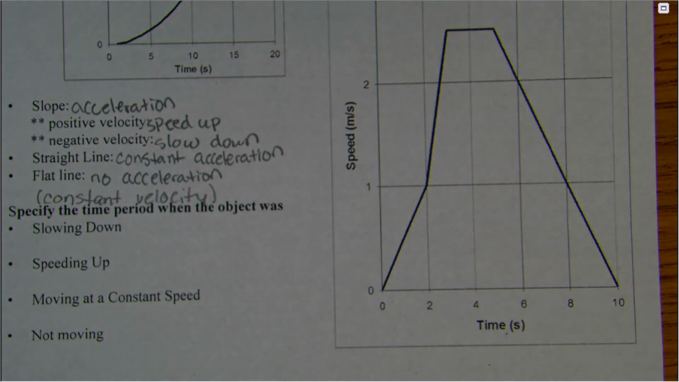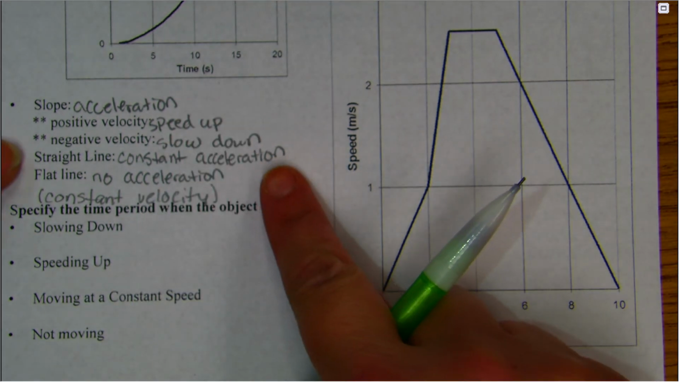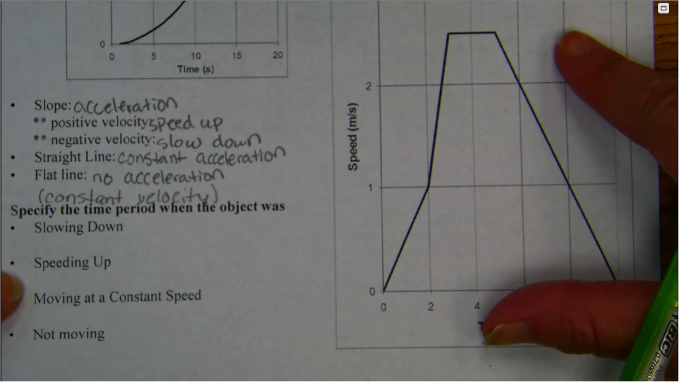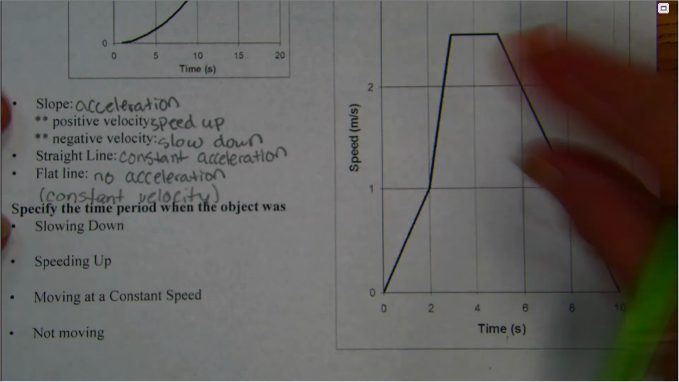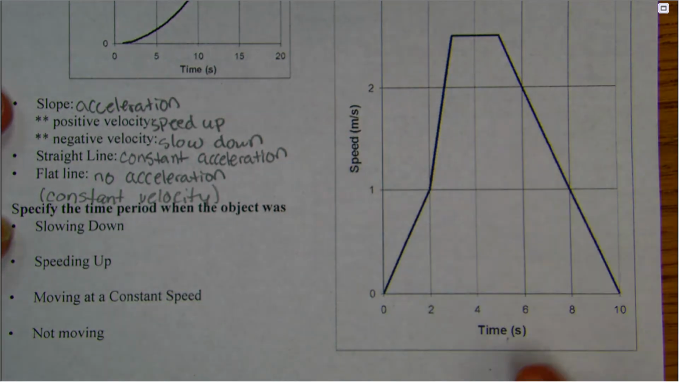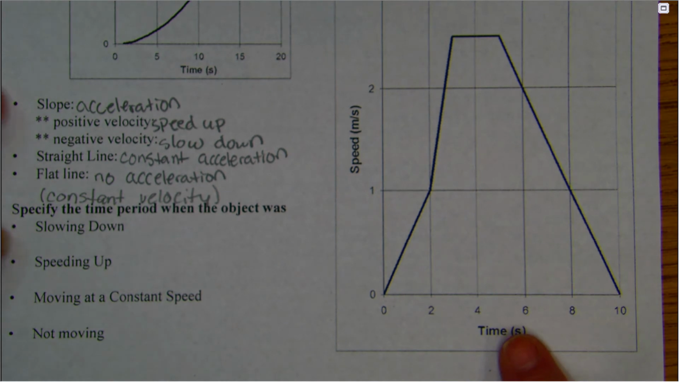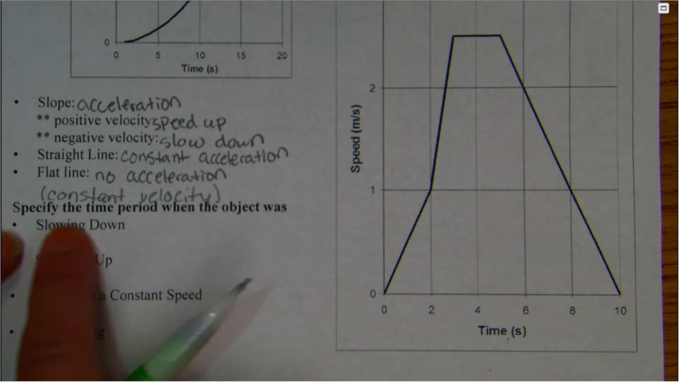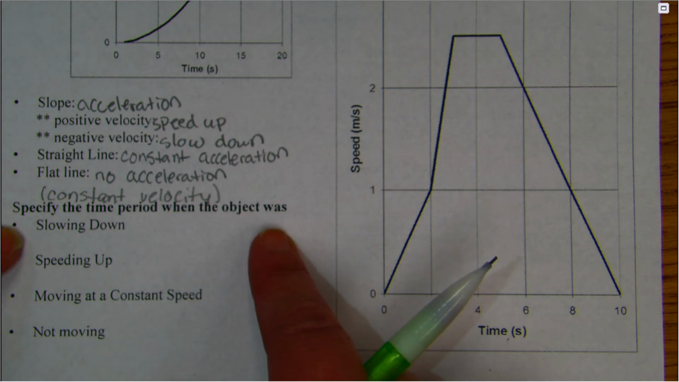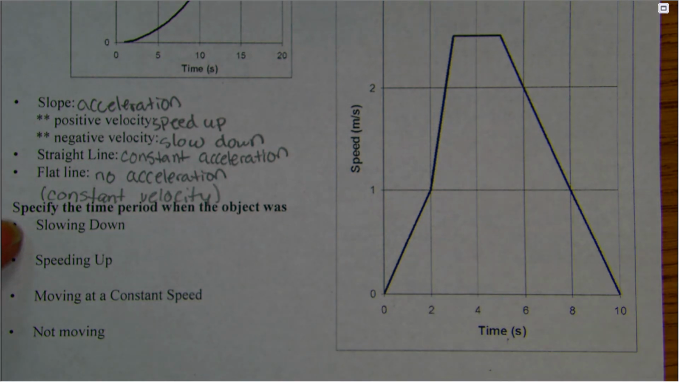So let's take these ideas that we just wrote down and look at a graph and see if we can answer some questions about the graph based upon what we know about the slope of a velocity versus time graph. Specify the time period when the object was slowing down. So that is a negative slope.